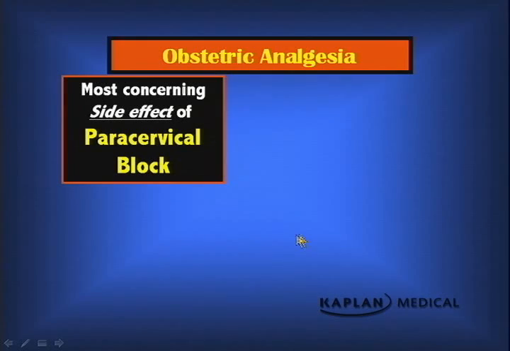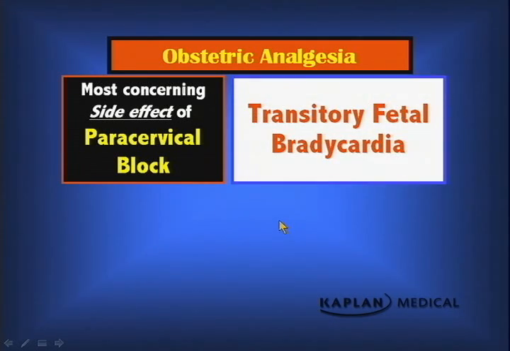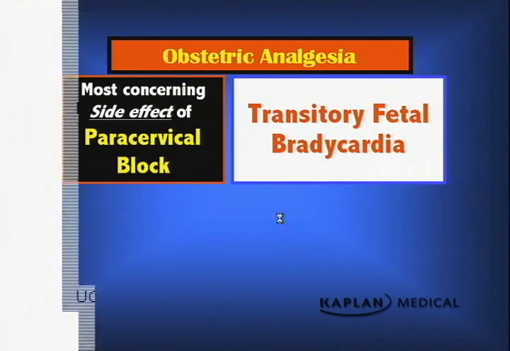Paracervical block. A paracervical block is where we will inject into Frankenhauser's ganglion on either side of the cervix 2 to 3 cc's of local anesthetic. Very effective if it works. However, you get very high concentrations of local anesthetics which can go to the fetus, which can result in transitory fetal bradycardia. This is what it looks like.